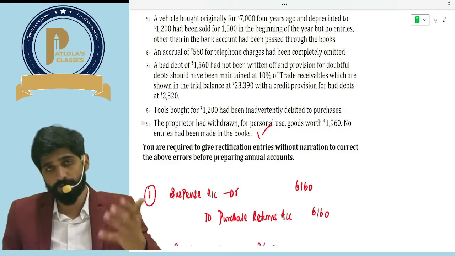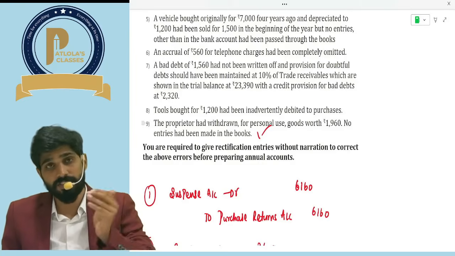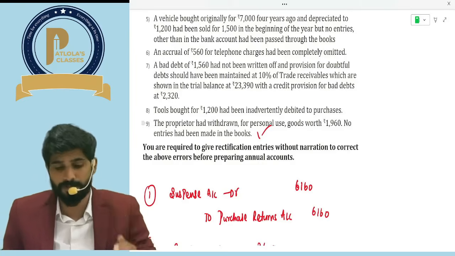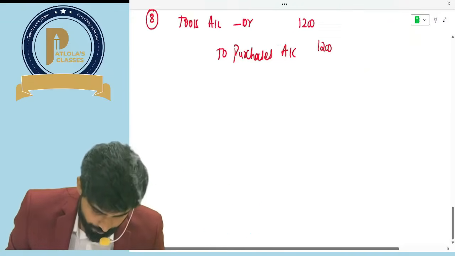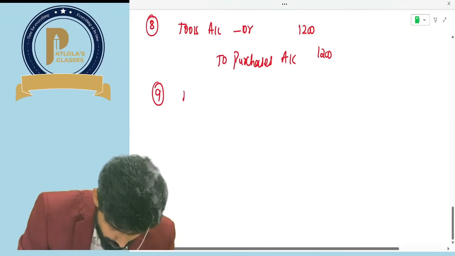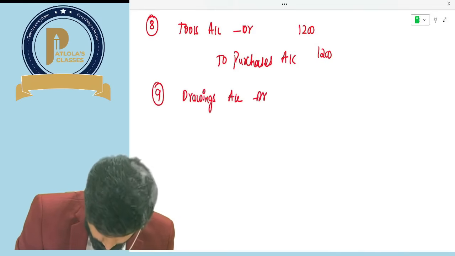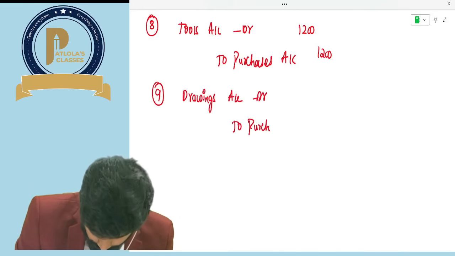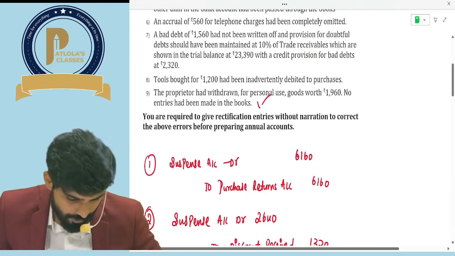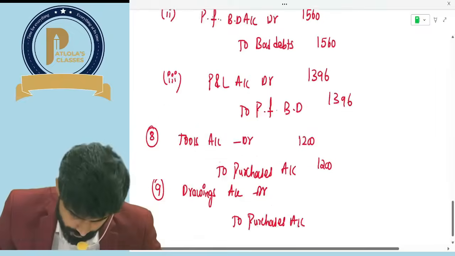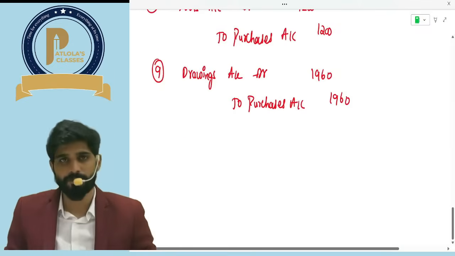So drawings have to be debited, and when you withdraw goods, can I say purchases will reduce. In order to reduce, purchases has to be credited. So the rectification entry will be 9th one, drawings account debit to purchases account. How much is drawings? That is 1960 and 1960.